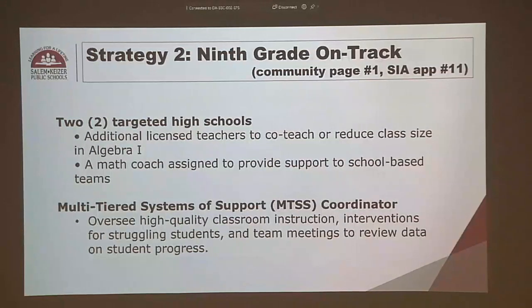All right, so continuing on, this is all just in order, so you can continue on your executive summary. We're still on page 1, or you'll need to flip the page to page 11 in the actual application. Strategy 2 is focusing on 9th grade on track.